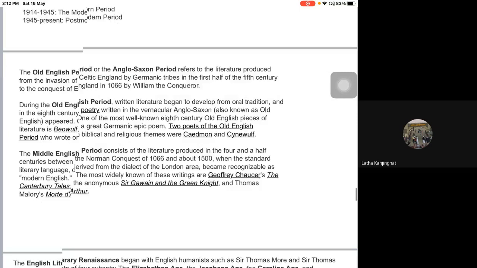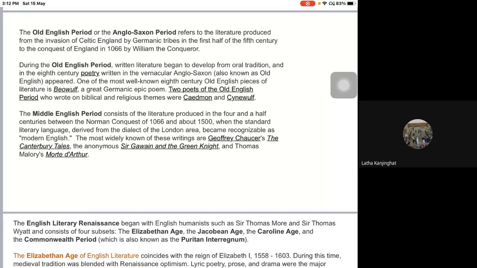Now, the first period that we talked about was the Old English period or the Anglo-Saxon period. It refers to literature produced from the invasion of Celtic England by Germanic tribes in the first half of the 5th century to the conquest of England in 1066 by William the Conqueror. During the Old English period, written literature began to develop from oral tradition. And in the 8th century, poetry written in the vernacular Anglo-Saxon, which is known as Old English, appeared. One of the most well-known 8th century Old English pieces of literature is Beowulf, the great Germanic epic poem.